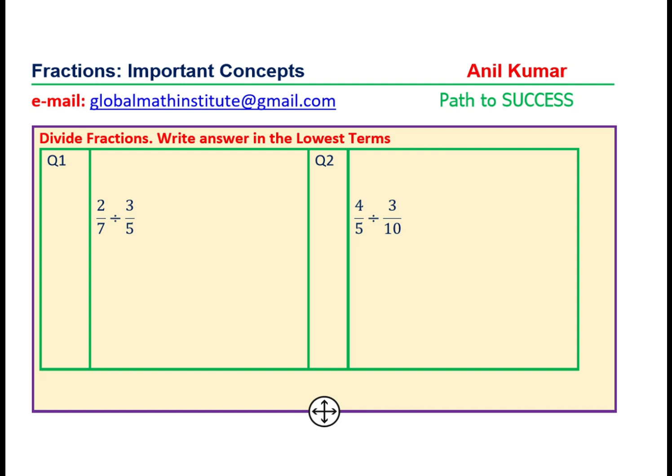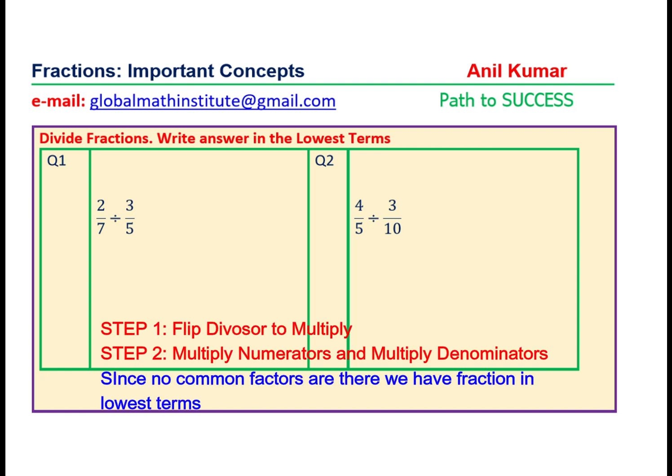So let's begin with the first two questions, which are relatively simple. However, a couple of things to understand, which will be commonly followed for all division of fractions. 2 over 7 divided by 3 over 5. First step is to write this as a multiplication statement. So we'll rewrite this as 2 over 7, and instead of divide, it becomes multiply. And flip this 3 over 5 as 5 over 3.